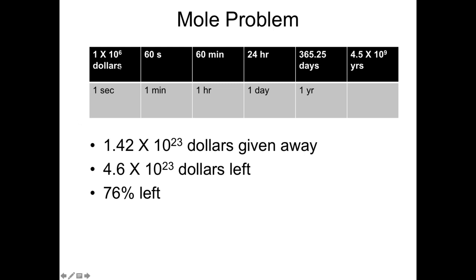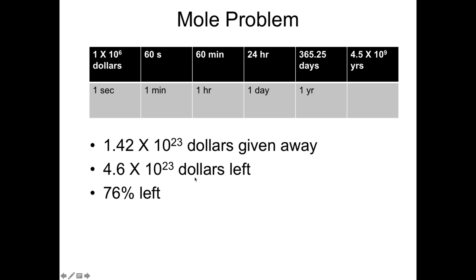So if you think about it, the rate of $1 million per second, in scientific notation, is 1 times 10 to the 6th dollars per second. There are 60 seconds in a minute, 60 minutes in an hour, 24 hours in a day, 365 and a quarter days in 1 year, and 4.5 times 10 to the 9th years. When you do all that calculation through, you're going to get that I gave away about 1.42 times 10 to the 23rd dollars, and I have 4.6 times 10 to the 23rd dollars left.